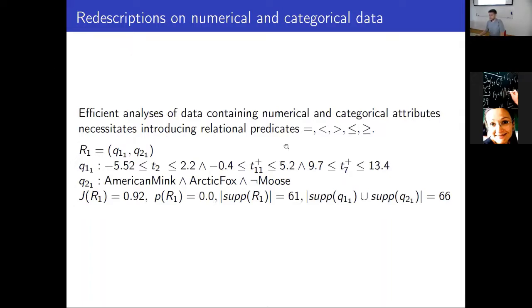So what we need to do to use that kind of thing in redescription mining is to enrich the query language. The query language here is enriched with some relational predicates like equal, less, greater, less or equal, and greater or equal. And then the queries basically have a form like this. So we also have some numerical values and the relational predicates, and then again we can determine what instances satisfy these queries and compute all these measures.